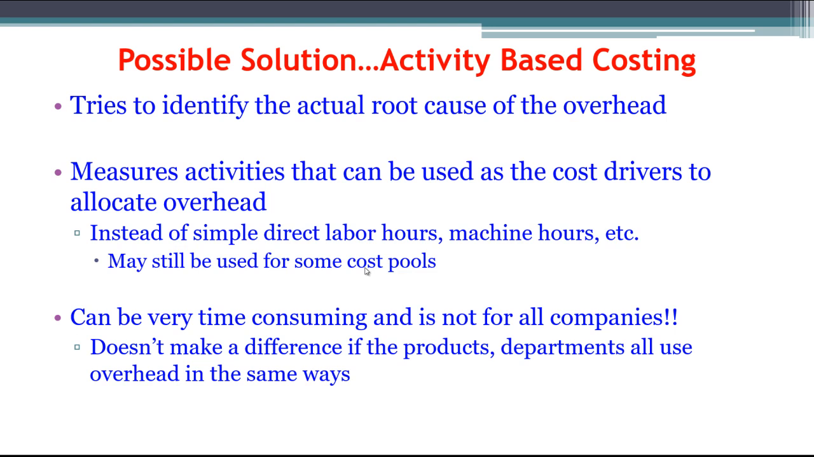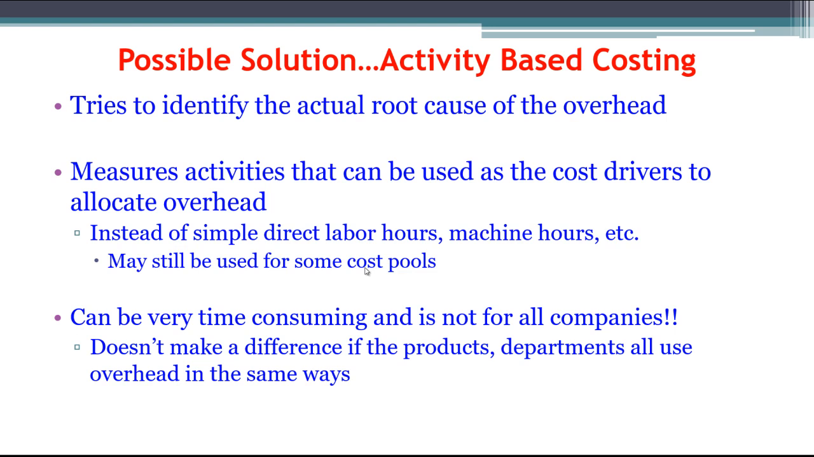It's definitely not for all companies, and in fact, if you have multiple departments, multiple products that are very similar or quite similar, then activity-based costing is probably not going to give you significantly different results from traditional cost allocation. In that case, it's not worth the extra effort.